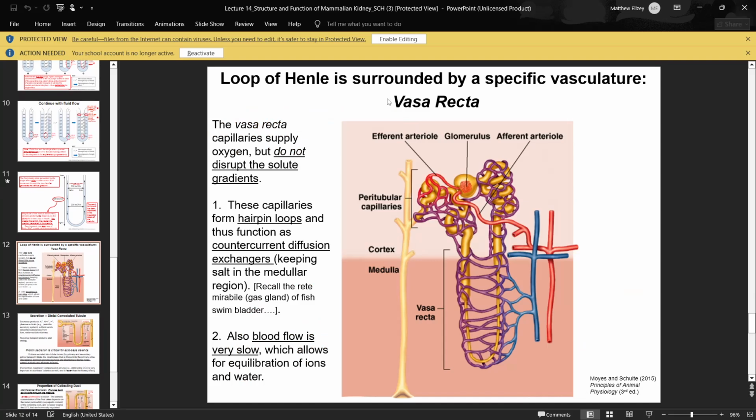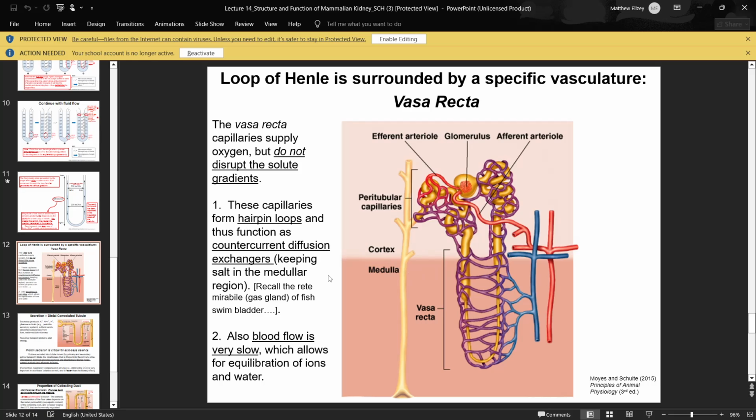The loop of Henle is surrounded by a specific vasculature called the vasa recta. What is the vasa recta? Its capillaries supply oxygen but do not disrupt the solute gradients. As we can see here, we have the vasa recta surrounding this loop of Henle.